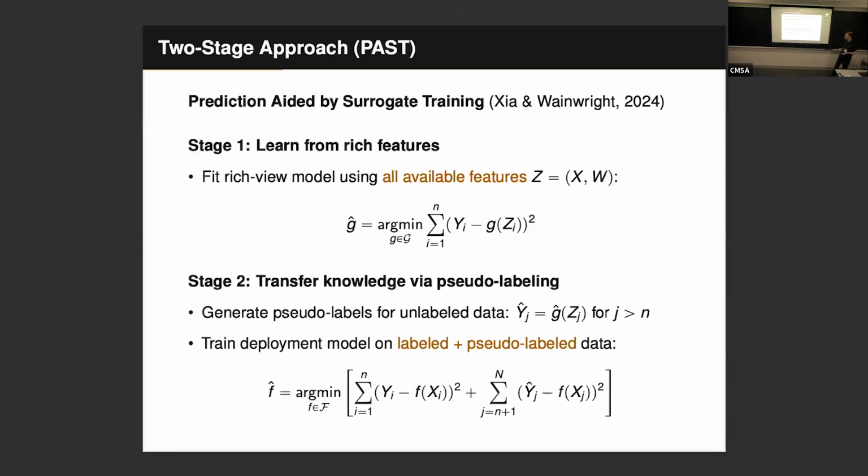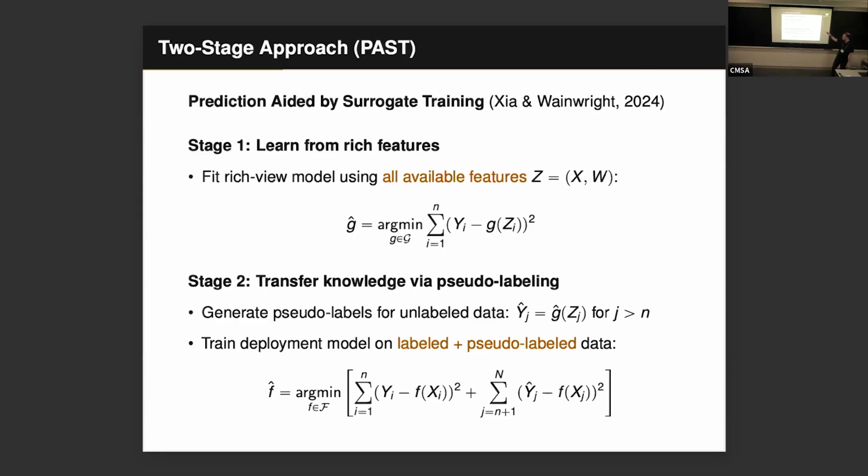Then they train a deployment model on the labeled and the pseudo-labeled data. They basically just treat the pseudo-labels as being true labels, and then just train a model. So now we're minimizing the sum of these squared errors, where I'm minimizing over some function class. For me, G and F are more generic function classes. I want to keep them generic on purpose. You could think of them as just being nice, maybe convex sets for now.